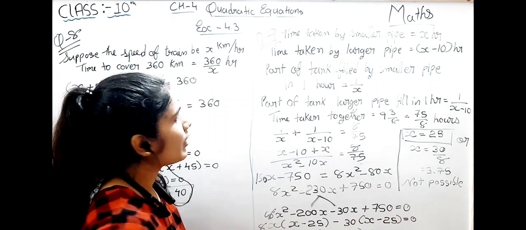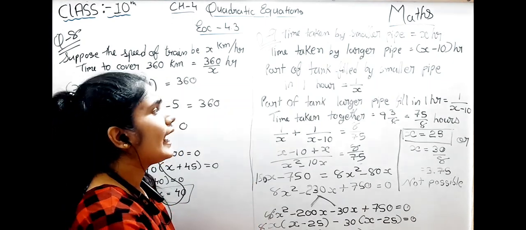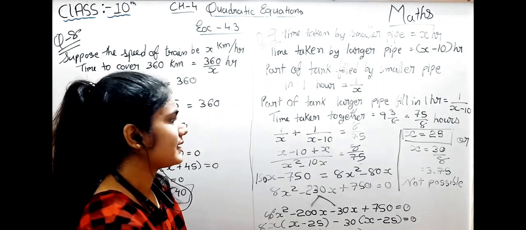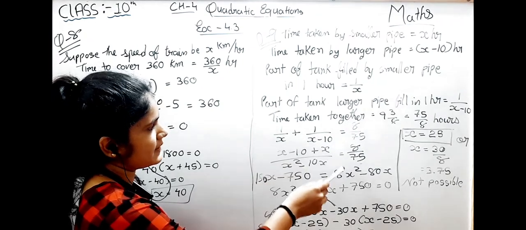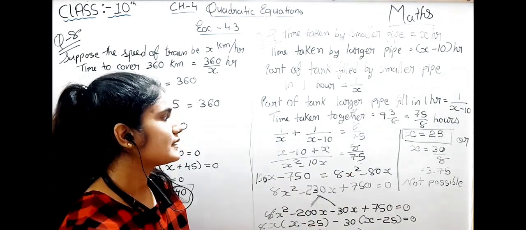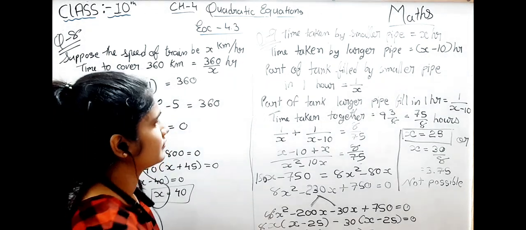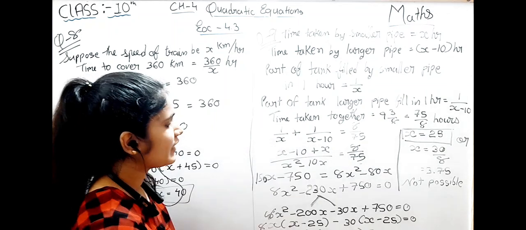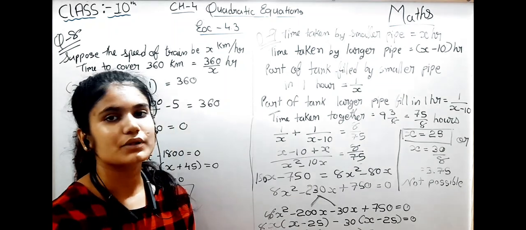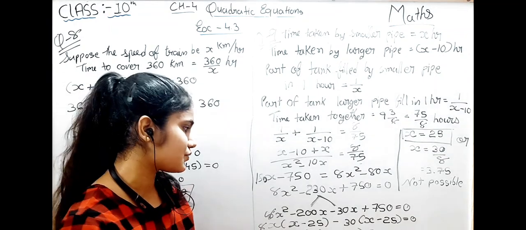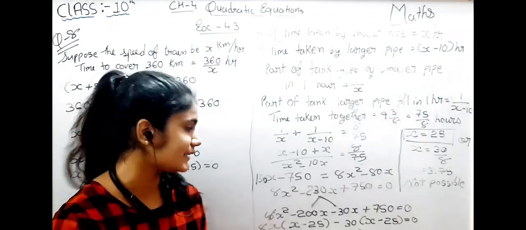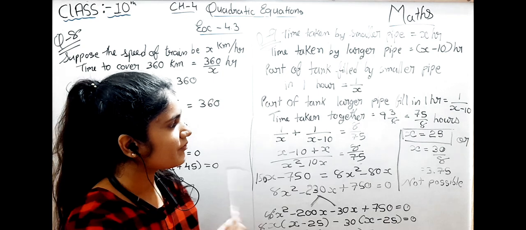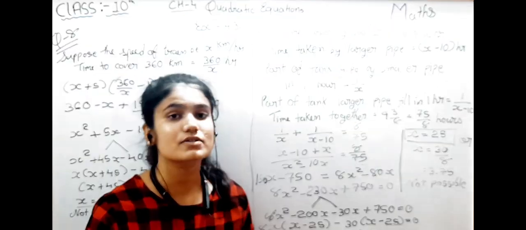Part of the tank filled by the smaller pipe in 1 hour is equal to 1 upon x, and part of the tank filled by the larger pipe in 1 hour is equal to 1 upon x minus 10. So 1 upon x plus 1 upon x minus 10 is equal to 8 upon 75. By taking LCM and equating them, we get the quadratic equation 8x square minus 230x plus 750 is equal to 0. By splitting the middle term minus 230x into minus 200x and minus 30x, by pairing them and taking out common, we get x is equal to 25 and x is equal to 30 by 8.